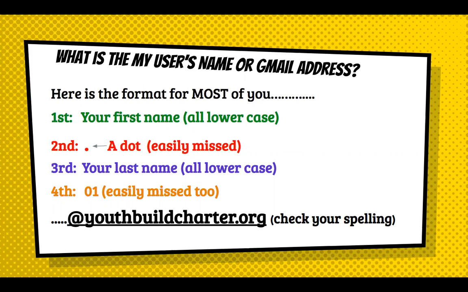This is also easily missed. And then followed by @youthbuildcharter.org. And this can be misspelled, so double check your spelling. I know this is a long Gmail account, and it doesn't look like a Gmail account, but it is a Gmail account with the school name, which is Youth Build Charter School of California. But it's too long, so we just have youthbuildcharter.org as the body of the Gmail account.